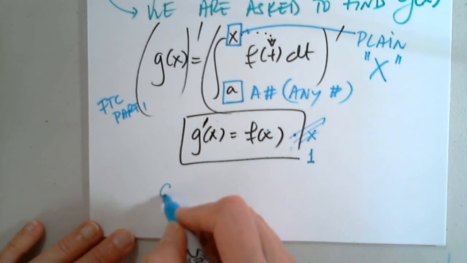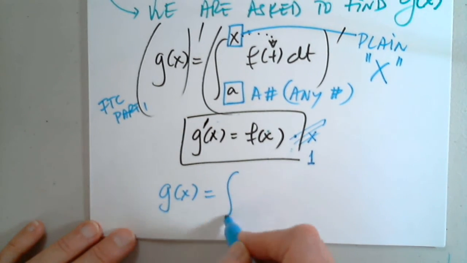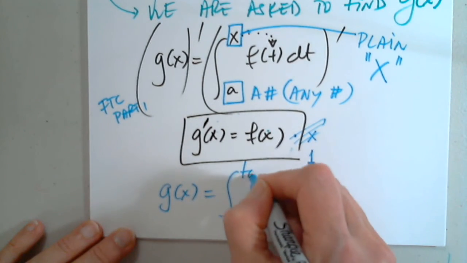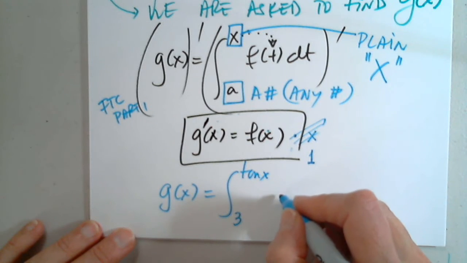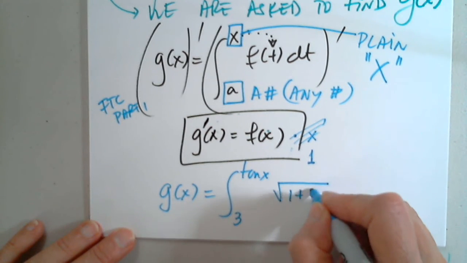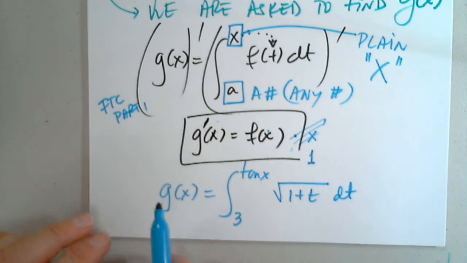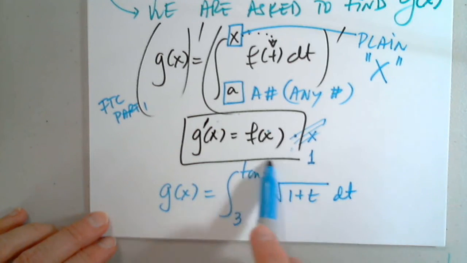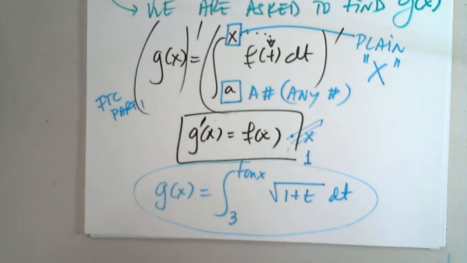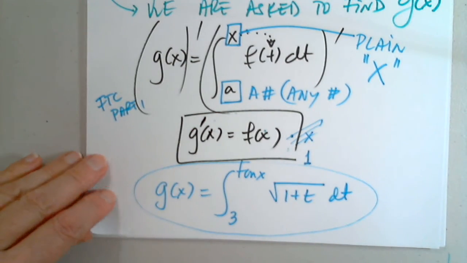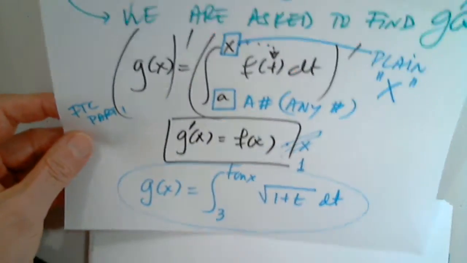But what if I have a function like this? From 3 to tangent x of the square root of 1 plus t dt. No one can ask me to do anything else but find g prime. There is no such thing. We are only asked to find g prime. Okay, so how do I find g prime for something like this?